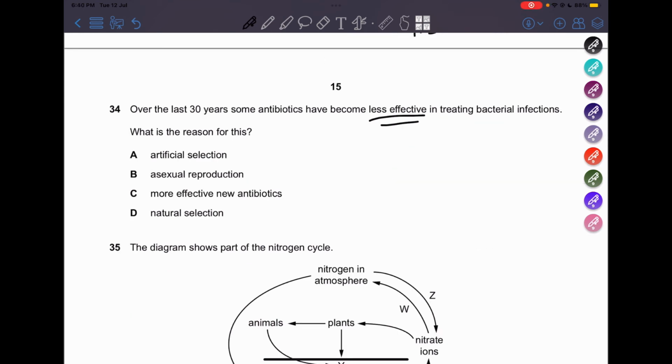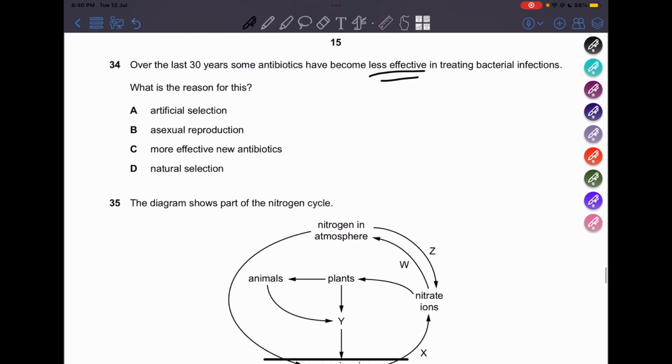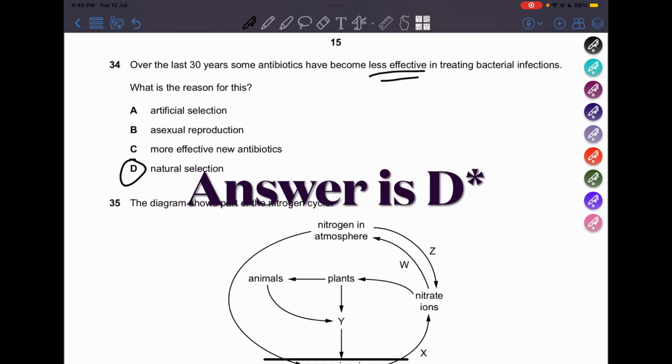34. Over the last 30 years, some antibiotics have become less effective in treating bacterial infections. What is the reason for this? Now over here we know that if the antibiotics become less effective, that means that the bacteria has mutated and it's no longer affected by the antibiotic. So this is actually natural selection. So our answer is going to be D.